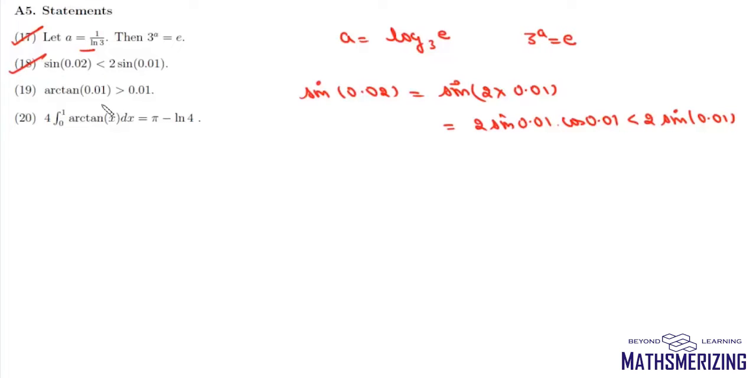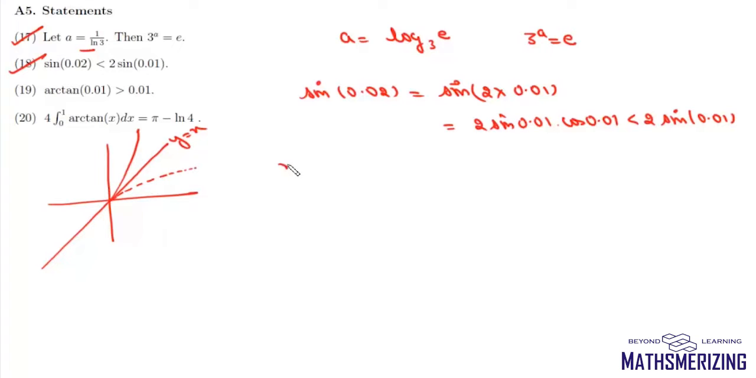Now 19th is arc tan 0.01 is greater than 0.01. Now we know that tan x is always greater than y equals x. So this is y equals x, and that's your tan x, and tan inverse x is basically the reflection of tan x about the y equals x line.